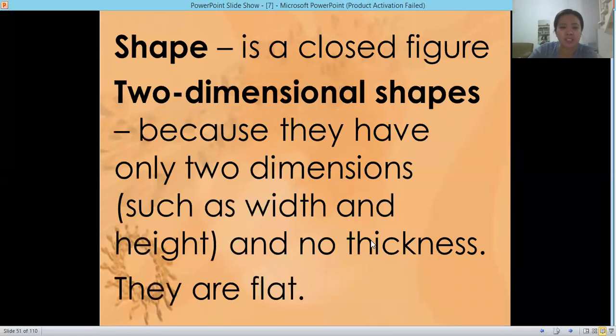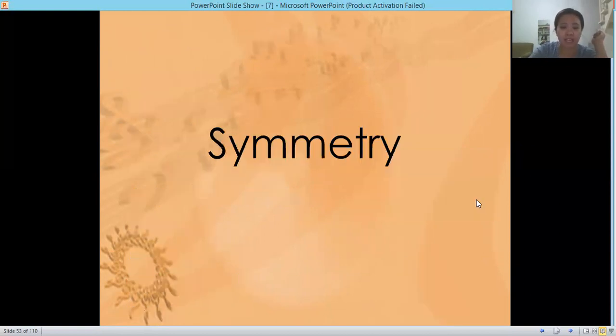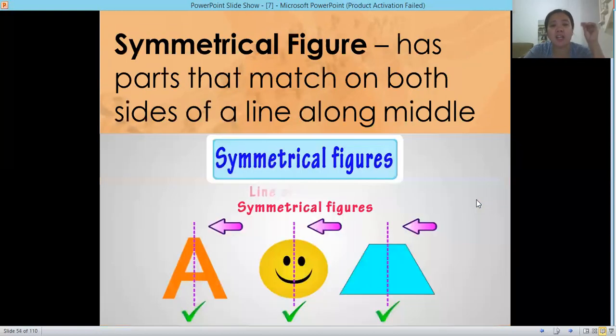Two-dimensional shapes. What is a two-dimensional shape? Okay, they are two-dimensional because they have only 2 dimensions, such as width and height, and no thickness. They are flat. Okay, the examples of two-dimensional shapes are square, rectangle, and triangle. Symmetry. Okay, a symmetrical figure has parts that match on both sides of a line along the middle.